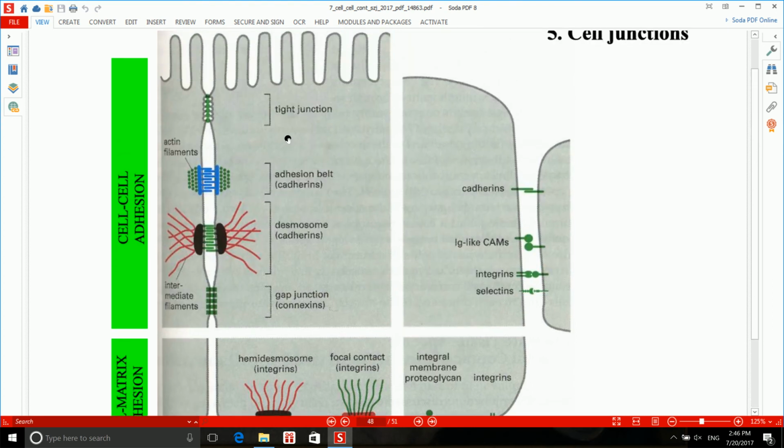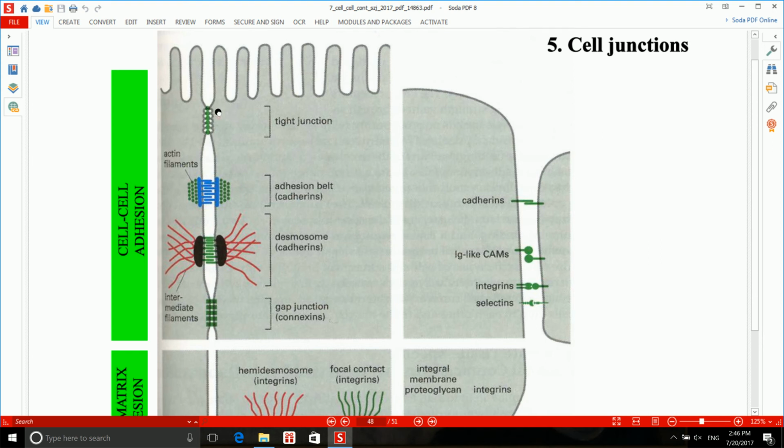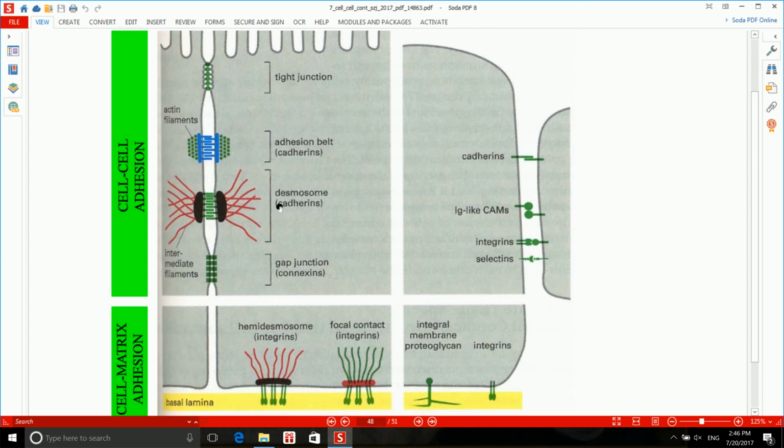As you can see, tight junctions here are the most apical type of junctions. It means they are closest to the apex of the cell. They're closest to this end of the cell. And just under tight junctions, there are the belt-like adhesion belts, and under the adhesion belt, there are the plaque-like desmosomes.